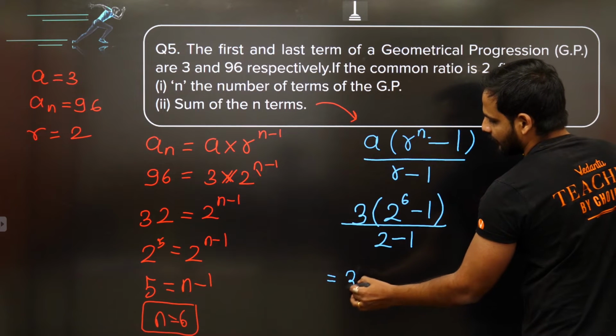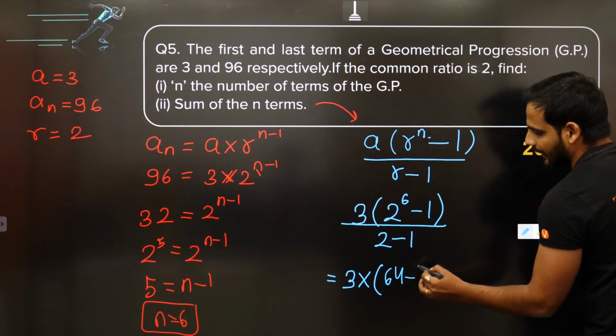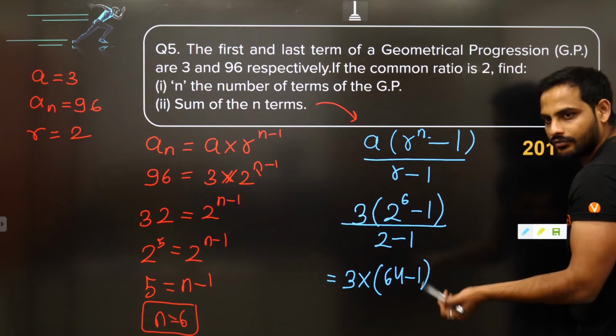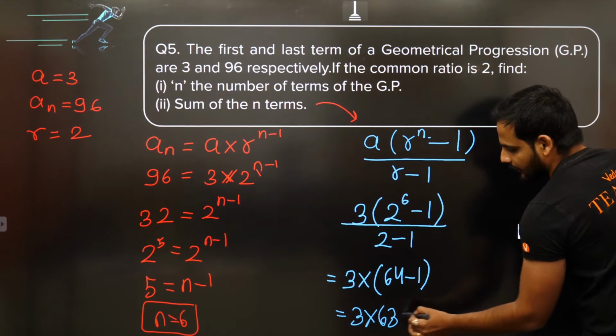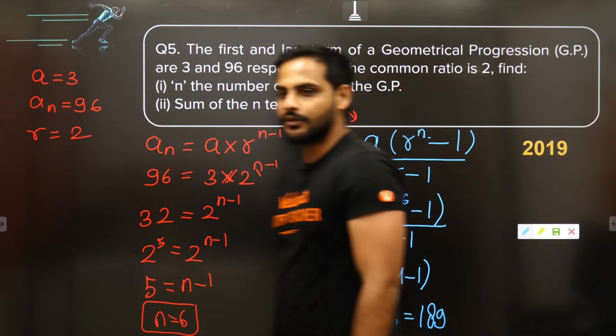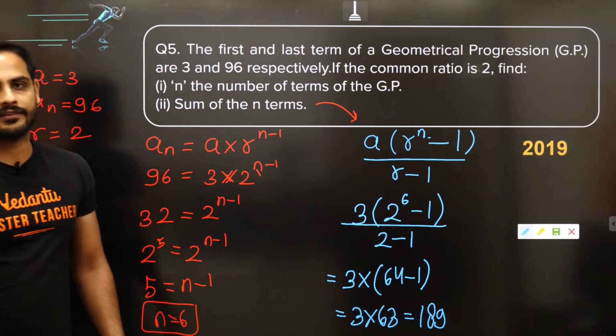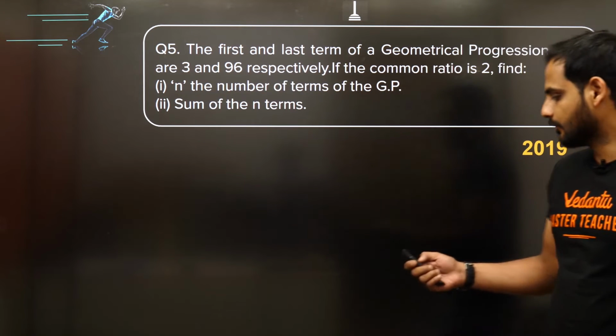So it will become 3 into 2 raised to the power 6, which is 64, minus 1, divided by 2 minus 1, which is 1 only. So it will become 3 into 63, which means 189. So the sum of this GP will be 189. Right? Let's move to the next question.